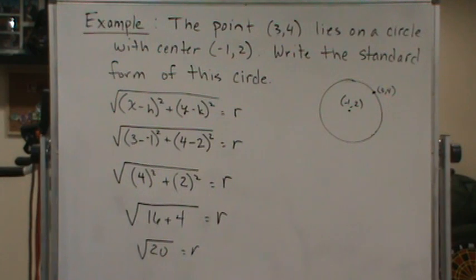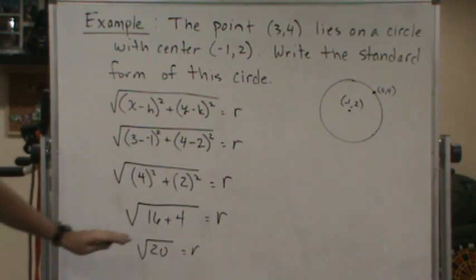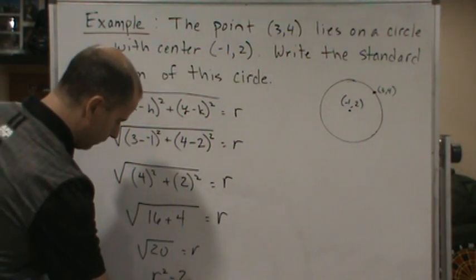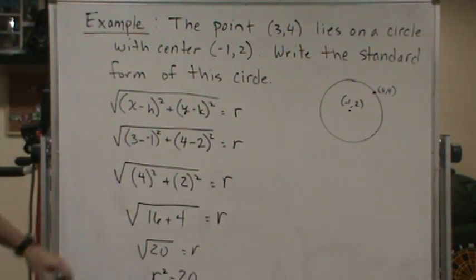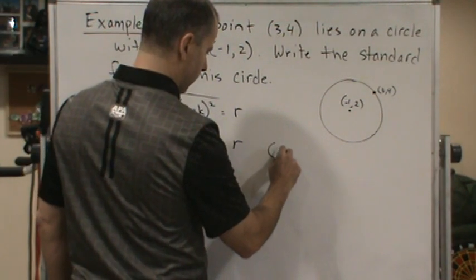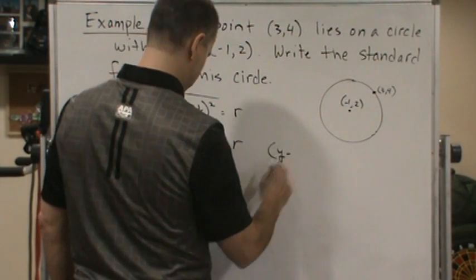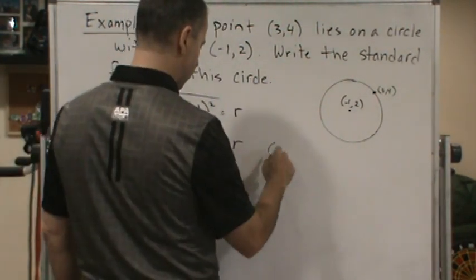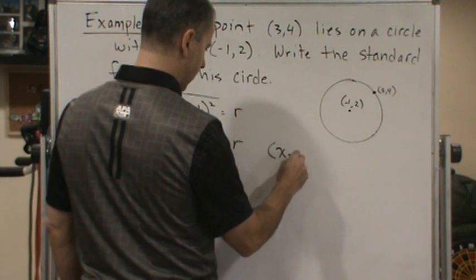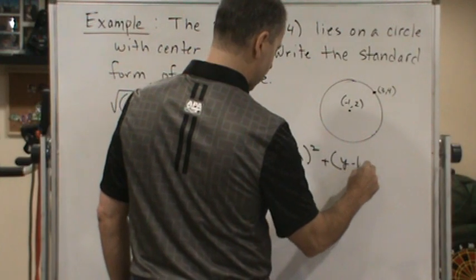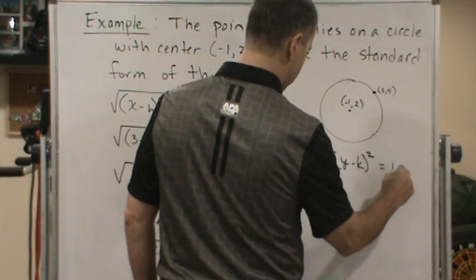So again, what's the goal here? We want to write it in standard form. So let's leave it here because then r squared, which is really what we want, is 20. All right, so that's what we needed to find. Now if we want to write in standard form, remember standard form is just what? The order doesn't matter, but let's keep it as (x minus h) squared plus (y minus k) squared equals r squared.